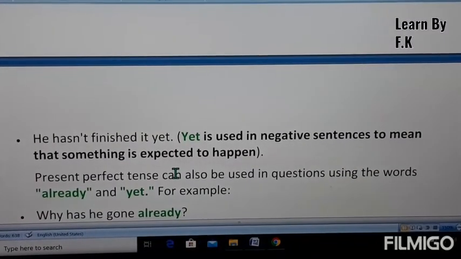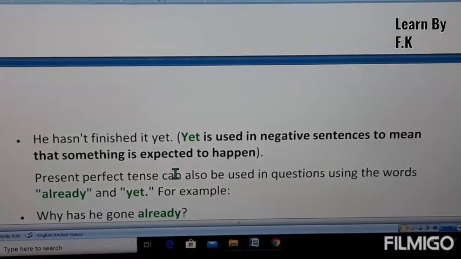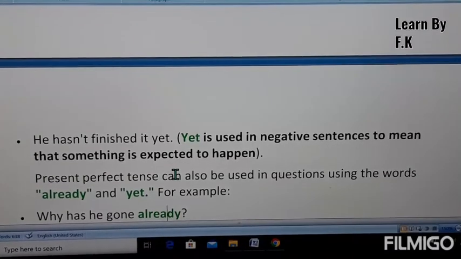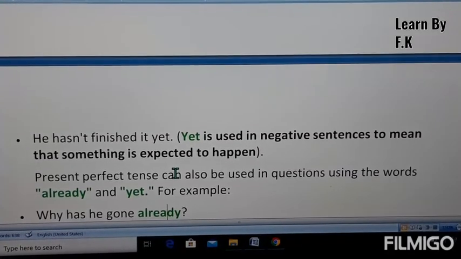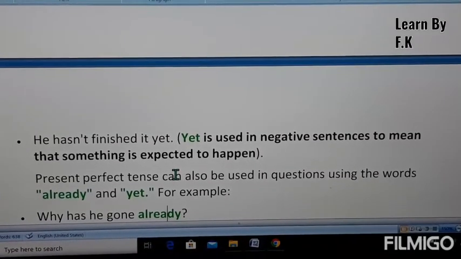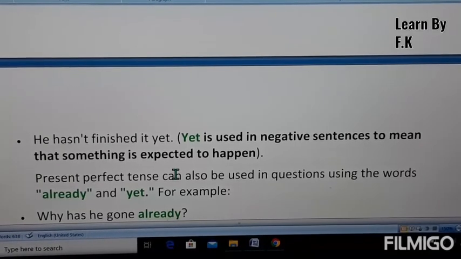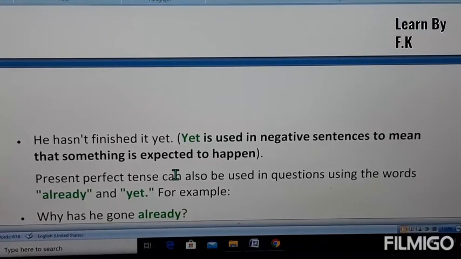Next one. He hasn't finished it yet. Yet is used in a negative sentence to mean that something is expected to happen but has not happened. He hasn't finished it yet. It means I expect him to complete this work but he hasn't finished it yet.